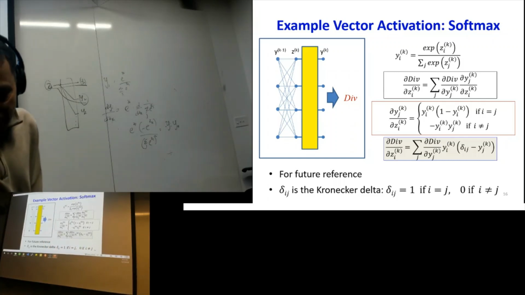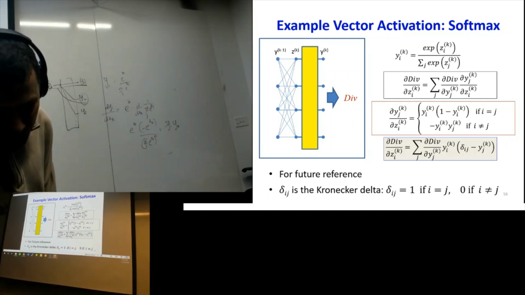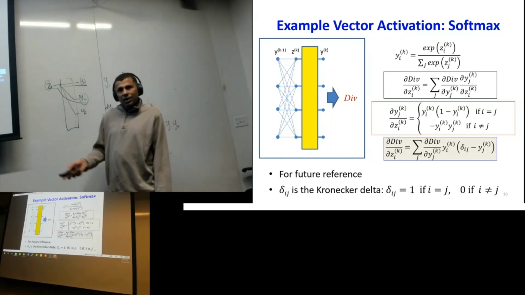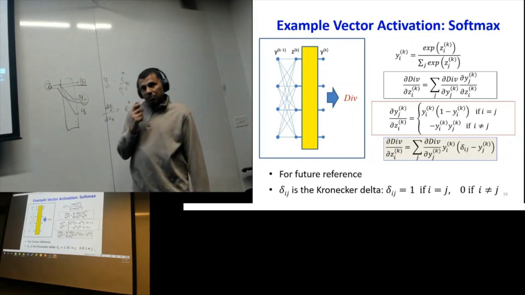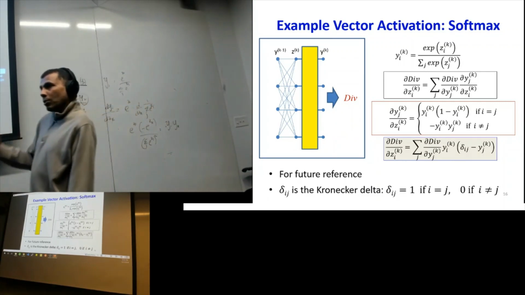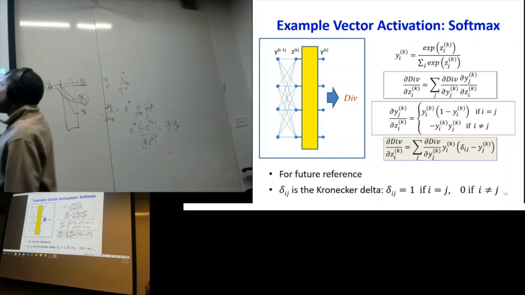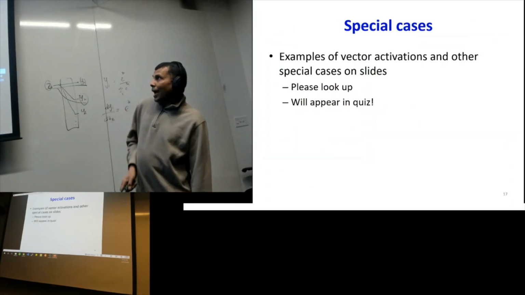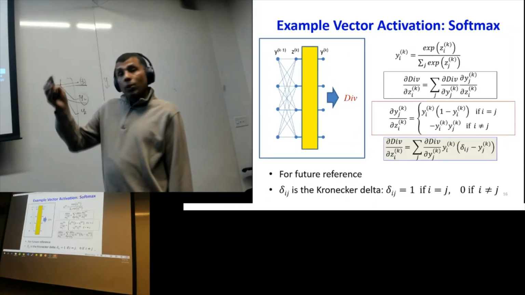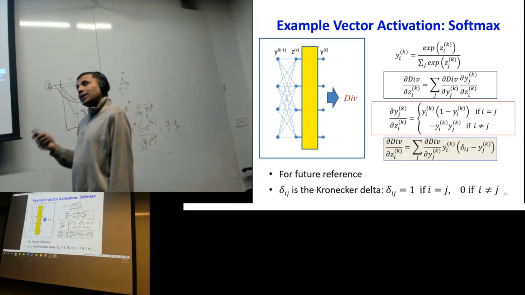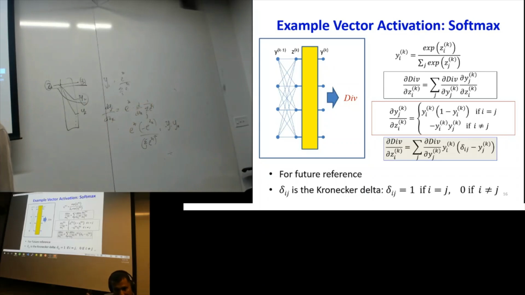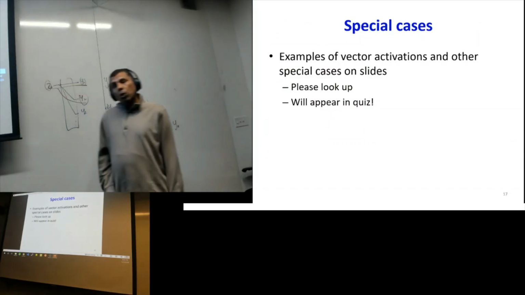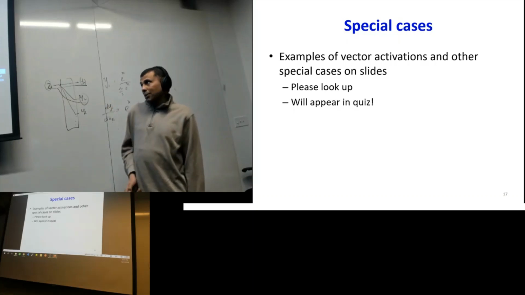If this sounds a little confusing, I recommend that you actually work through the arithmetic. It's fairly straightforward, and this would probably have been better done in the classroom on a board. But since we are recording this offline, please just go through the slides. Anyway, this is just one special case of a vector activation. There are other special cases of vector activations. Some of these are mentioned in the slides. I won't go over this during this lecture. Please look them up.